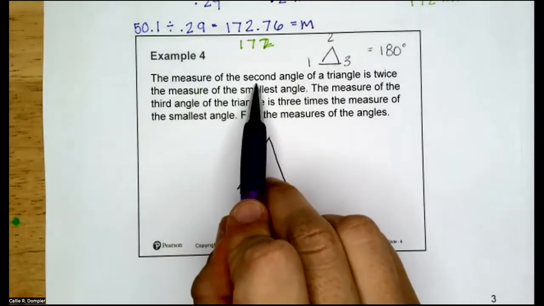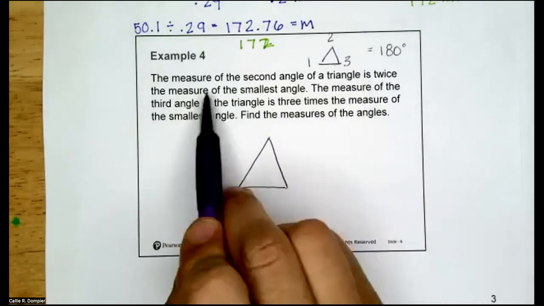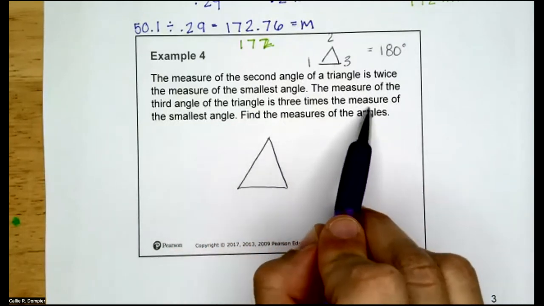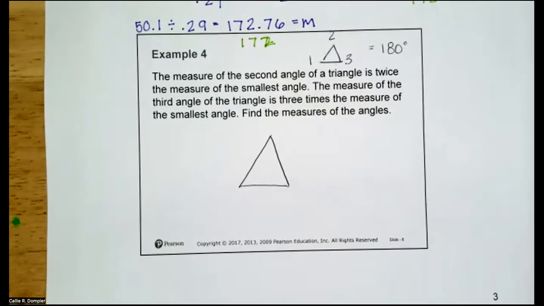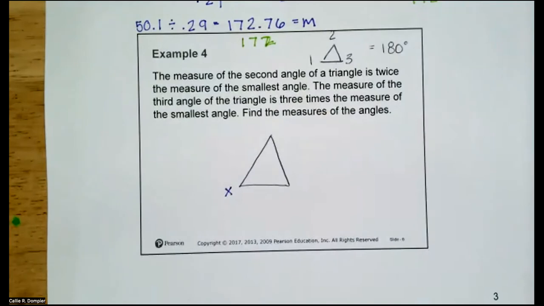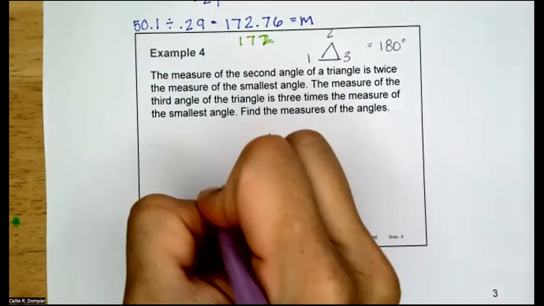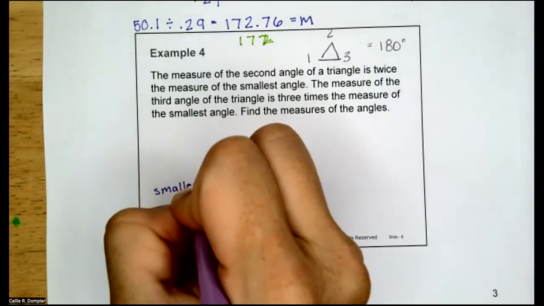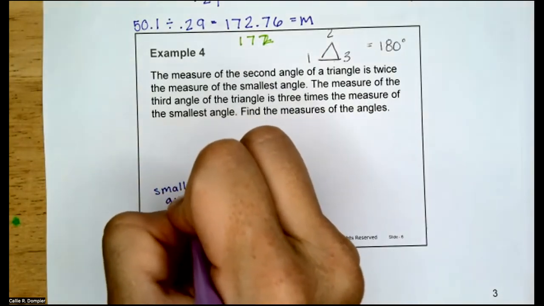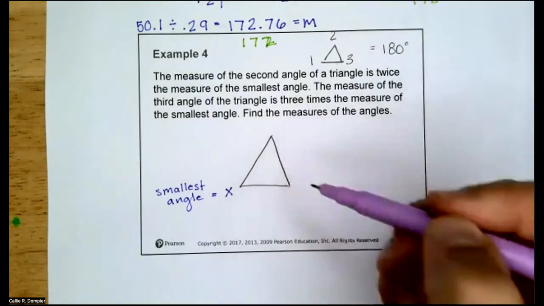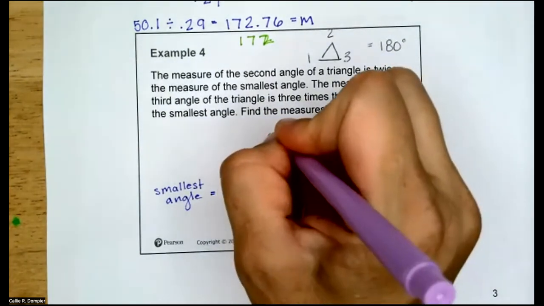The measure of the second angle of a triangle is twice the measure of the smallest angle. The measure of the third angle is 3 times the measure of the smallest angle. So we have the smallest angle, and we're just going to call that x. This is the smallest angle. The second angle, which could be either of those, it doesn't matter, is twice the smallest angle.